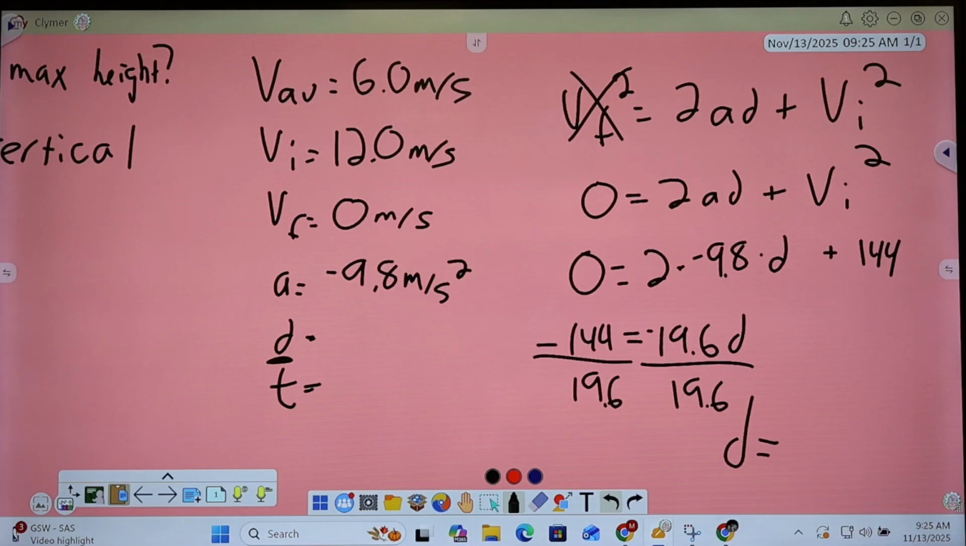Anybody do the math here? Did you ever start recording? Huh? Did you ever start recording? I think so. I hope so.